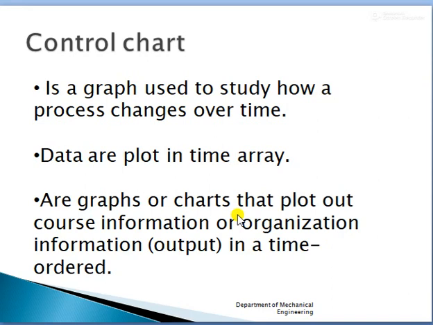Data plotted over time are graphs or charts that plot course information or organization information in time order, and this is one of the most common tools used in industries in controlling the quality of the products or the quality characteristics. This is used as an aid or a statistical tool for analyzing and controlling the quality of the products in a respective process. The control chart was developed by Dr.